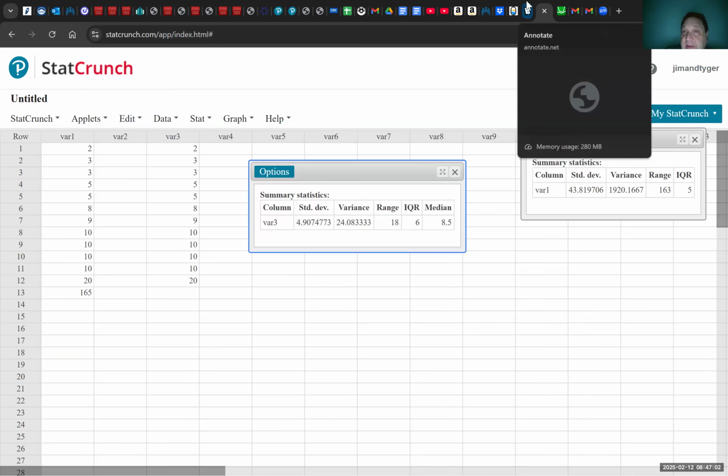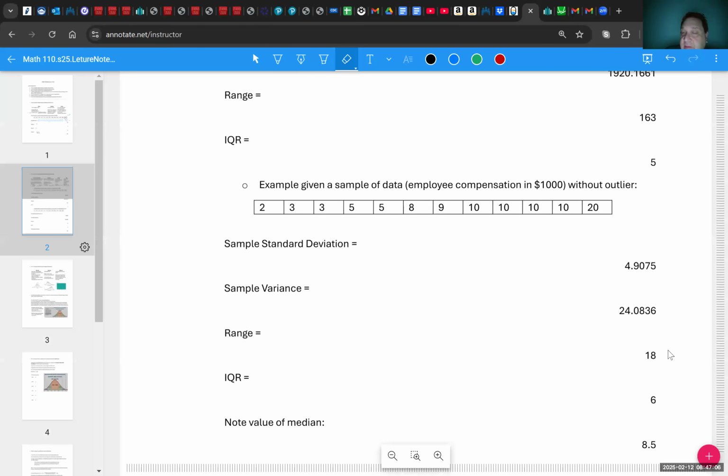All right. So again, I've already typed those numbers over here on the side just to have them handy and ready. So sample standard deviation, according to this formula that StatCrunch did all the numbers for us, is 4.9, etc. The range you can verify very quickly. 20 minus 2 is 18. IQR, not so easy to verify by hand. And I'll talk about the median in a second.